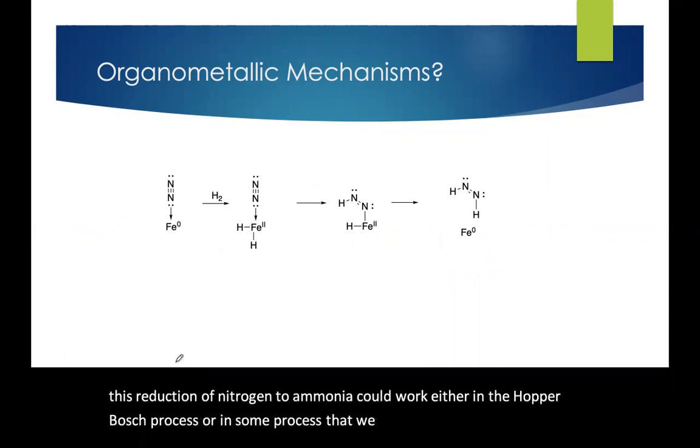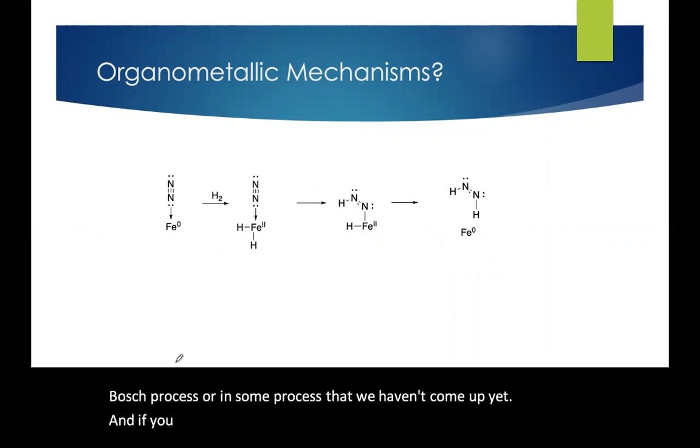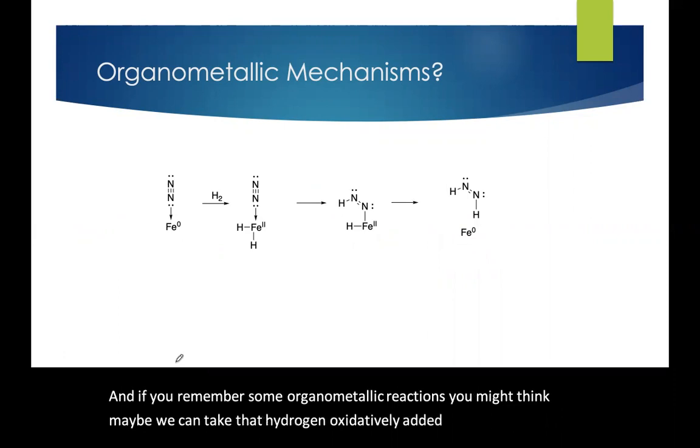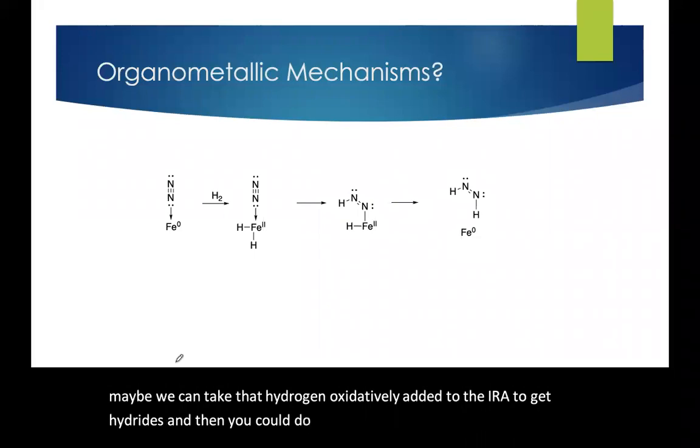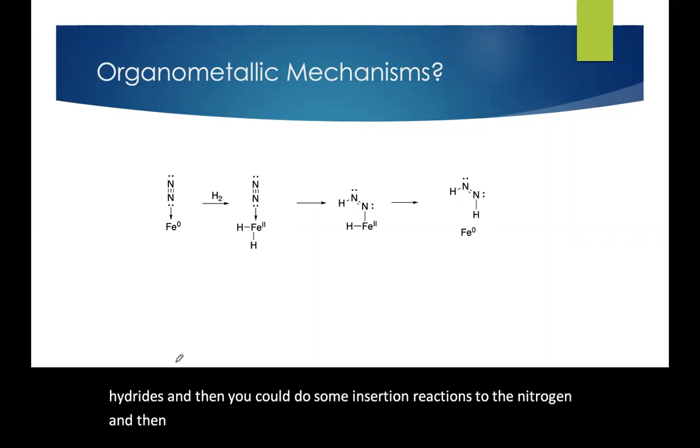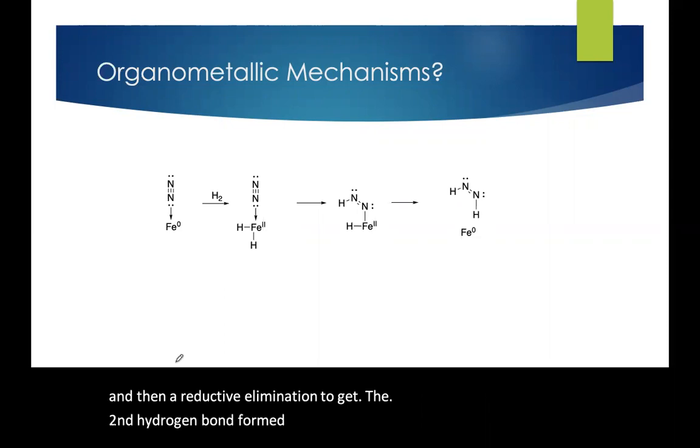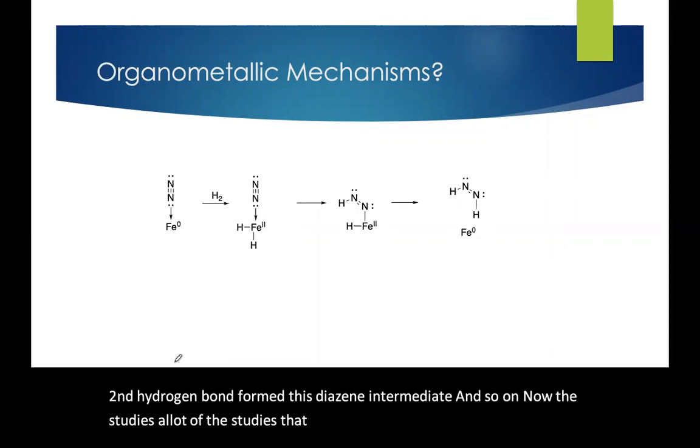And if you remember some organometallic reactions, you might think maybe we can take that hydrogen, oxidatively add it to the iron to get hydrides. And then you could do some insertion reactions onto the nitrogen. And then a reductive elimination to get the second hydrogen on to form this diazine intermediate, and so on. Now, a lot of the studies that have looked at Haber Bosch don't point towards that mechanism.